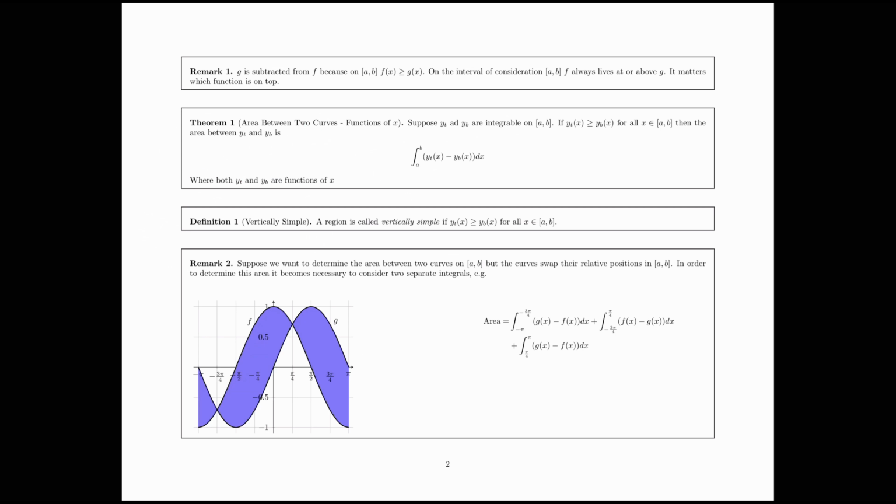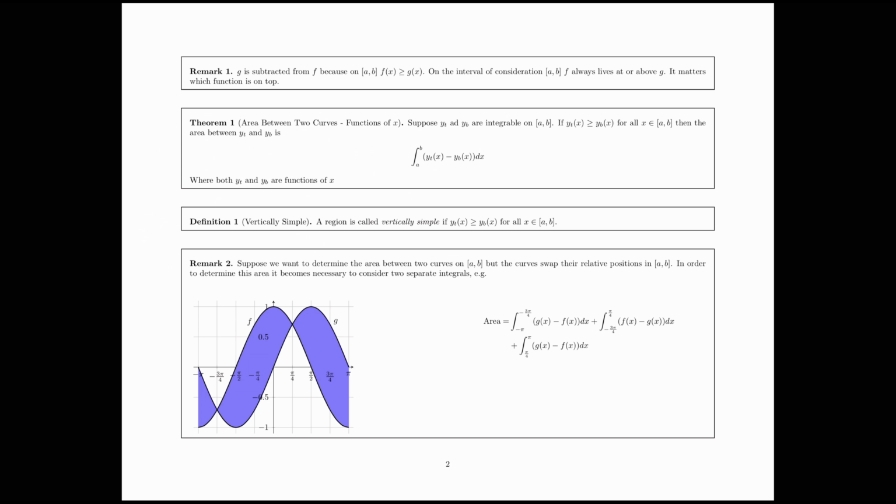Okay. And on this page, we've got a theorem. We talk about what it means to be vertically simple, which is an idea that will show up again in Calc 3. So it is very important and useful to think about what it means for something to be considered vertically simple. Essentially, what vertically simple means is that in the region that you're considering, whichever function is above the other, that function is always above the other one, or touching.